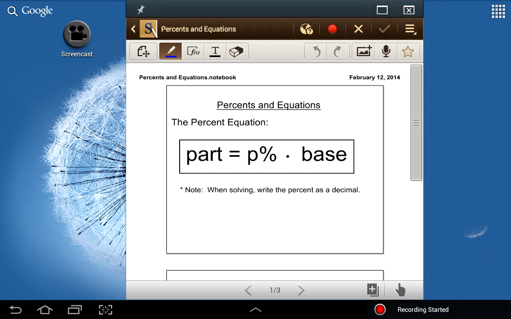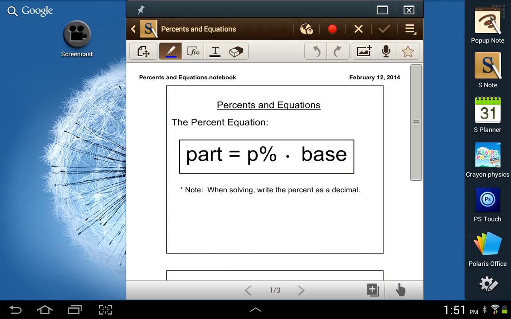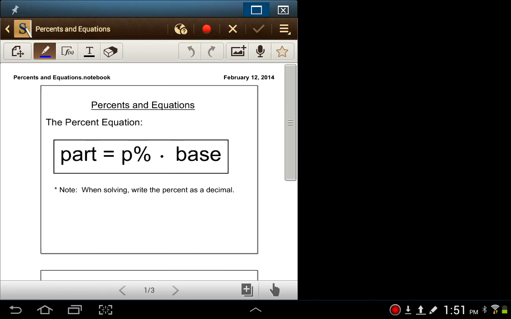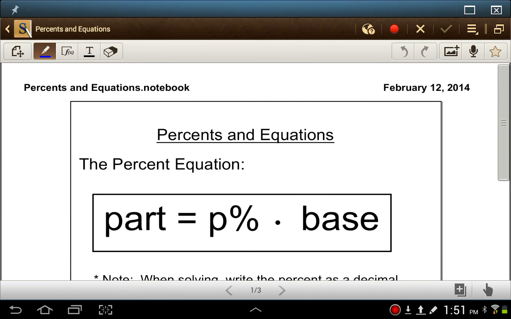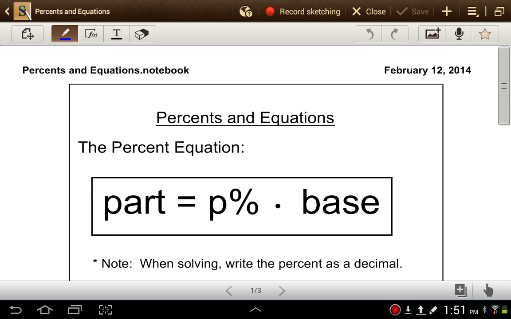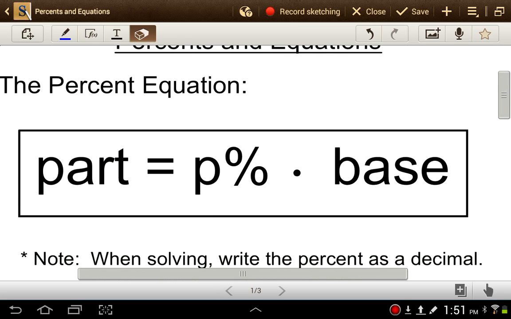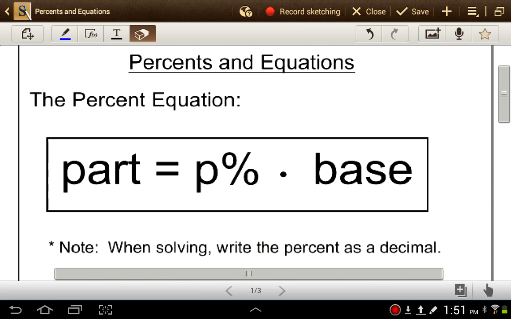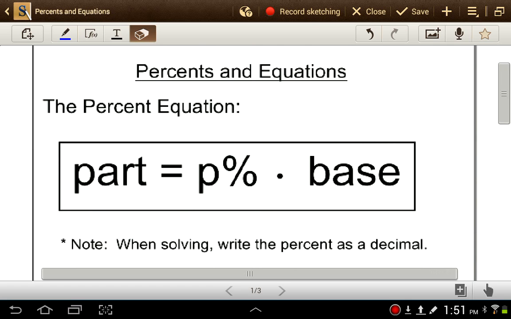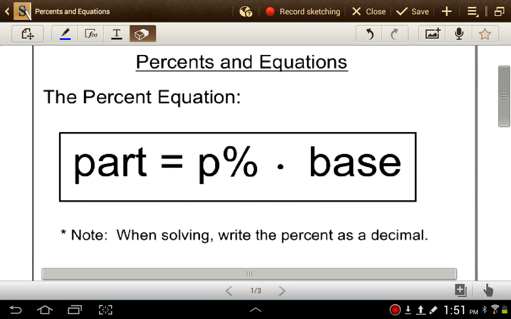Okay guys, here we go today, percents and equations. Now today you're going to find that a lot of the material that I'm going over is going to be the same type of questions as yesterday. So you're going to see a lot of the same types of questions as we saw yesterday, except we're going to have a different way of solving them. Today we're going to do percents and equations, where yesterday we were using proportions to solve them.